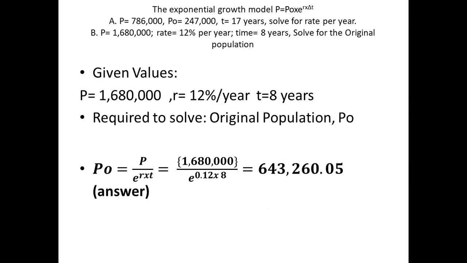And then for letter B, we are given the following values: 1.68 million, your rate at 12% per year, and your time of 8 years. To determine now the original population, 1,680,000 all over Euler's number raised to 0.12. Again, the rate must be converted into a fraction, so it becomes 0.12, multiplied with your time, which gives us your answer: 643,261 people.